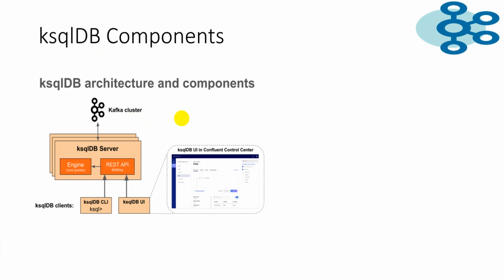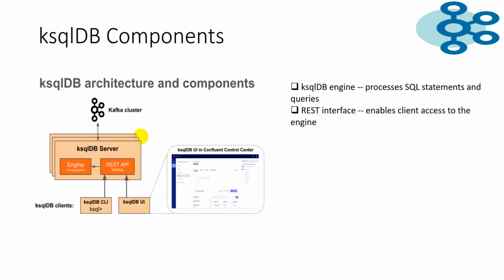ksqlDB has these main components, as this figure shows. The ksqlDB engine executes SQL statements and queries. You define your application logic by writing SQL statements, and the engine will build and run the application on available ksqlDB servers. The REST interface enables communicating with the ksqlDB engine from a client, the Confluent Control Center, or any other REST client.